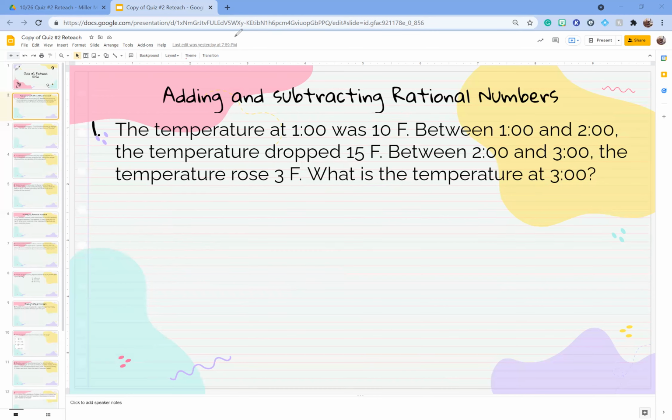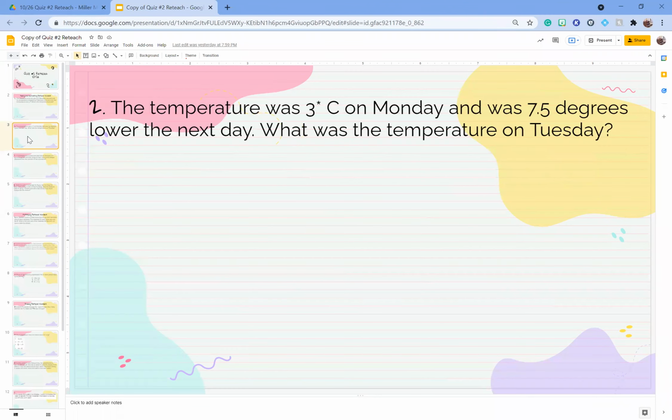Let's move on to number 2. The temperature was 3 degrees Celsius on Monday and was 7.5 degrees lower the next day. What was the temperature on Tuesday? So here we have our numbers: 3, 7.5, and it's asking for the temperature on Tuesday. Another keyword right here is lower.